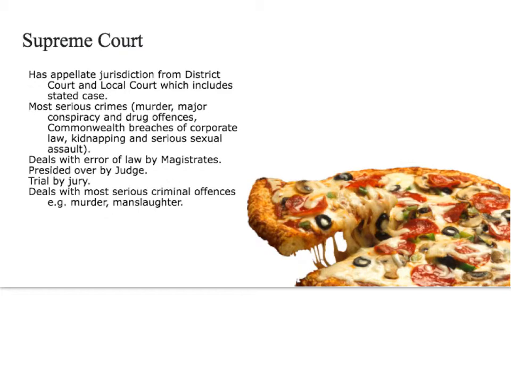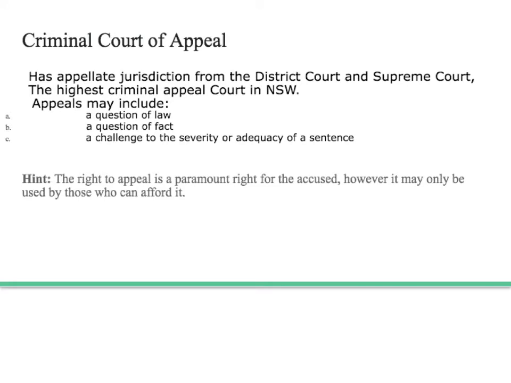So the Supreme Court has appellate jurisdiction from the district court and local courts, which we've already covered, and they also hear very serious indictable matters such as murder, complex drug cases, and arson. These are heard by a judge and jury. Now, also, the Supreme Court sits as the Court of Criminal Appeal. The Court of Criminal Appeal has a panel of 3 or 5 judges, and it hears appeals from the local court on questions of law, the district court, and single judge decisions in the Supreme Court.